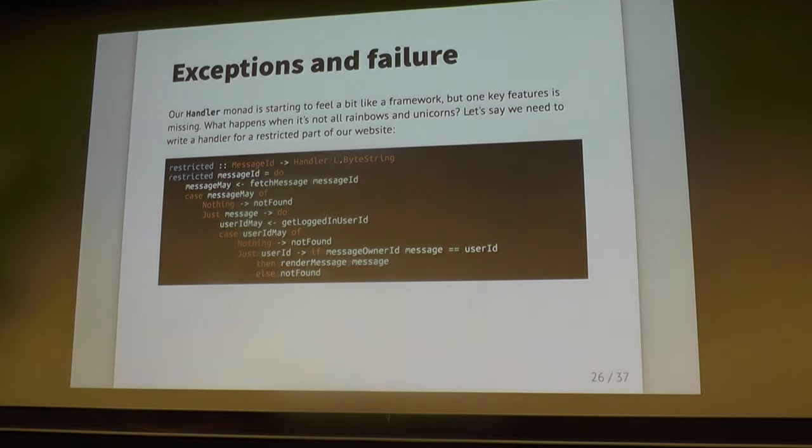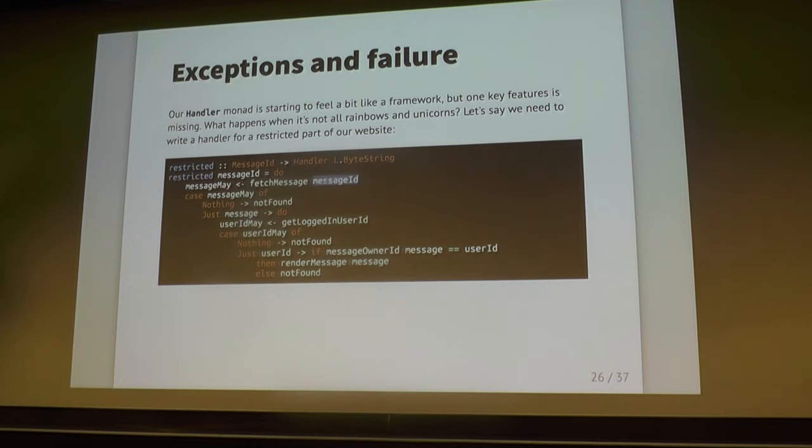So we have this restricted page where you can look at messages that you own. So you go to some URL, we parse that using the router, and we get some message ID out. And then we pass it to this restricted handler. So first we have a handler that will try to fetch that message from the database. This will look at the reader that we just constructed. We will have a database handle in there. It will look up the database.